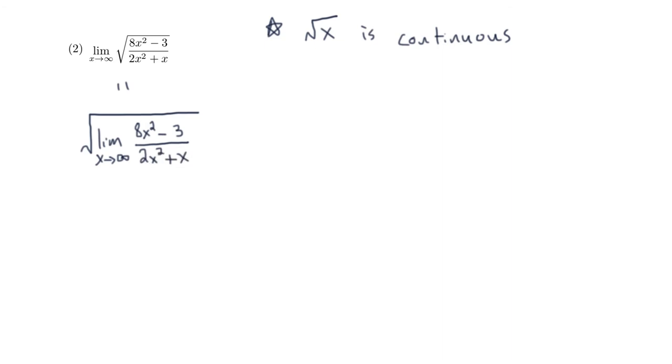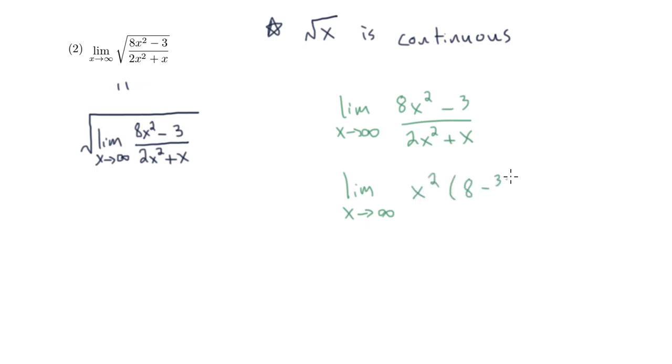So we have a little side problem. Let's actually take the limit as x goes to infinity of 8x squared minus 3 over 2x squared plus x. So recall, what we need to do is factor out the highest power of x from the numerator and denominator. And they're actually both the same here. They're both x squared. So I factor out an x squared from the numerator, and I can factor out an x squared from the denominator.